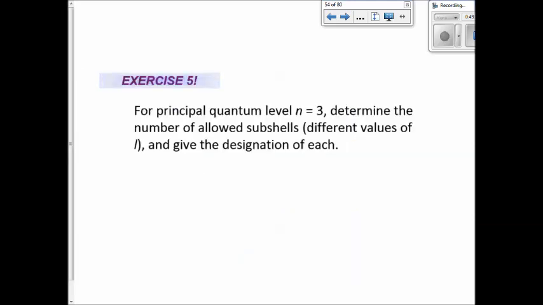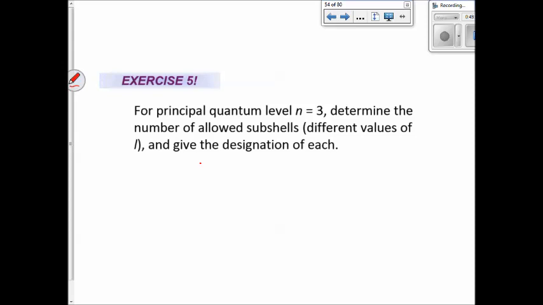Exercise 5. For principal quantum number n equals 3, determine the number of allowed subshells or levels and the different values of L for each. Okay? So that's a lot of information. In principal energy level 3, what can I have? What are my possible ones I can put things in? I can put it in an S, true.